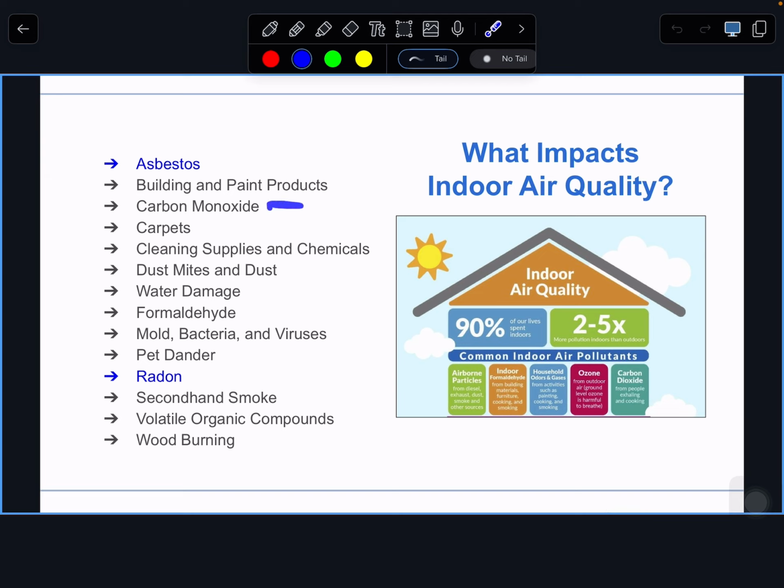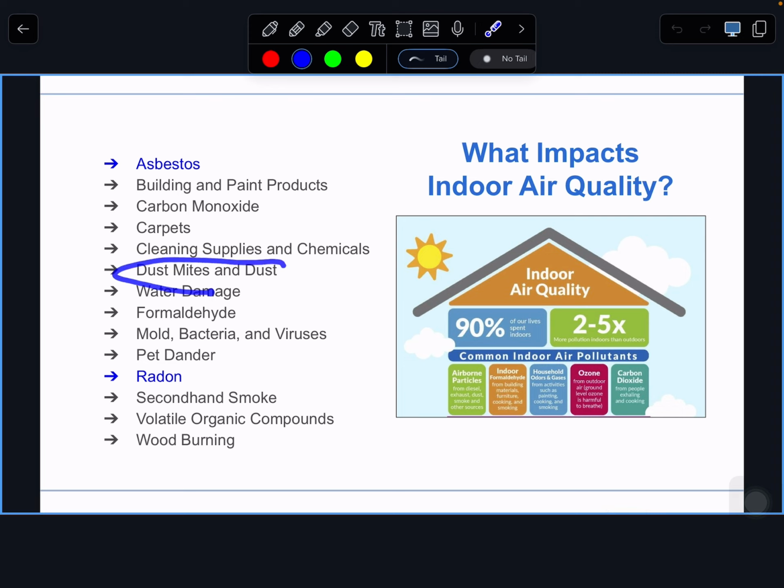Carbon monoxide we already talked about, which is a really dangerous gas, makes you suffocate. Next, we have carpets. Somebody remind me, what's something that carpets give off that can affect the atmosphere? Smell. But the smell is also called a what? A VOC, a volatile organic compound, right? So the smell of carpets creates a VOC. Cleaning supplies and chemicals also create VOCs.